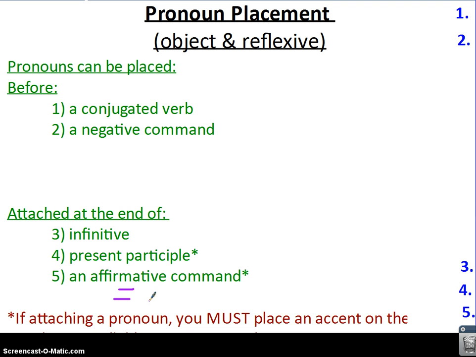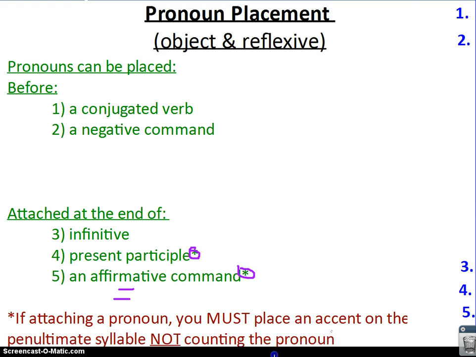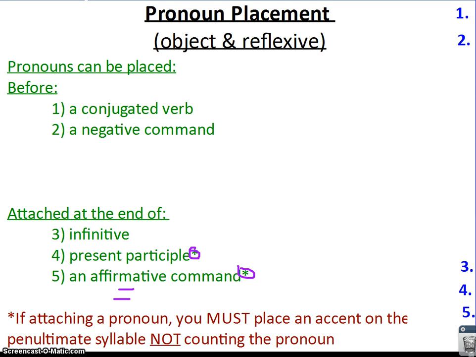If you're attaching a pronoun at the end of a present participle or an affirmative command, you must place an accent on the penultimate syllable, not counting the pronoun. What does penultimate mean? Second to last. Penultimate means second to last. Sometimes in Spanish class you learn English too. That is an English word. Penultimate means second to last.